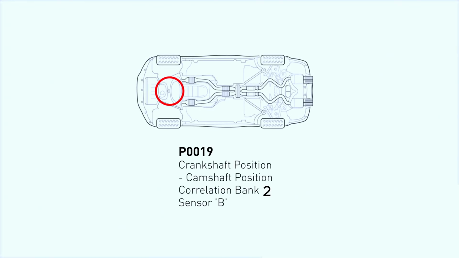So, what exactly does P0019 mean? It refers to a mismatch between the position of the crankshaft and camshaft on bank 2 of your engine. If these two components aren't synchronized properly, it can throw off the entire engine timing, leading to poor performance or even engine damage.